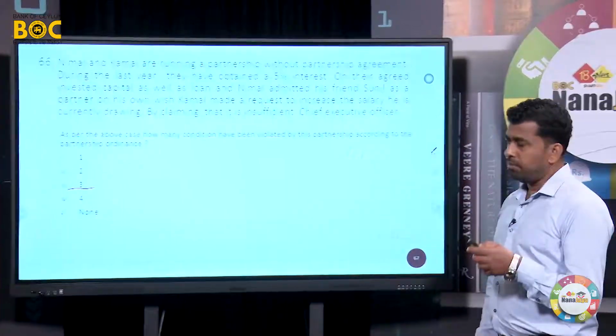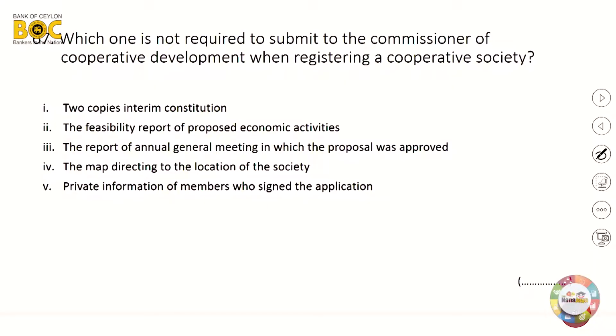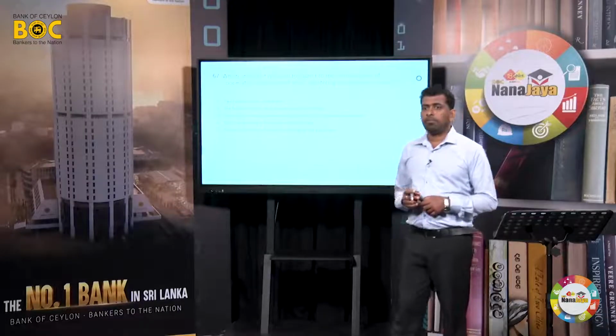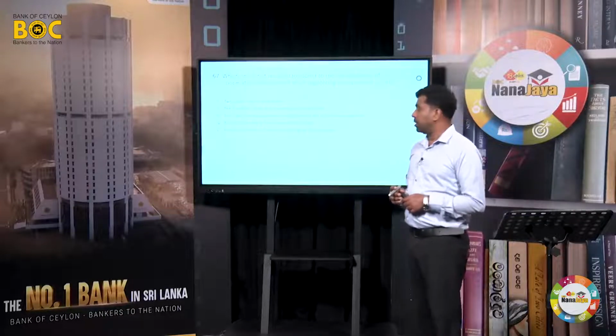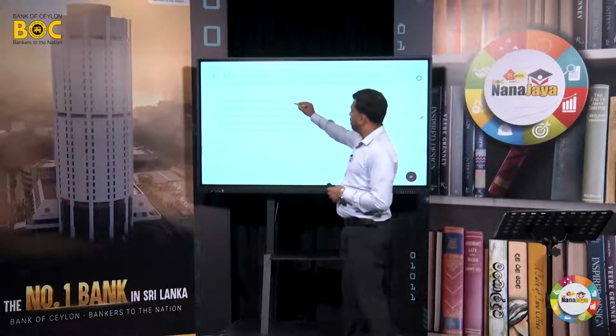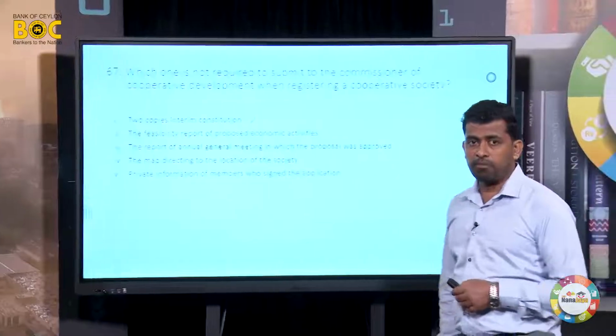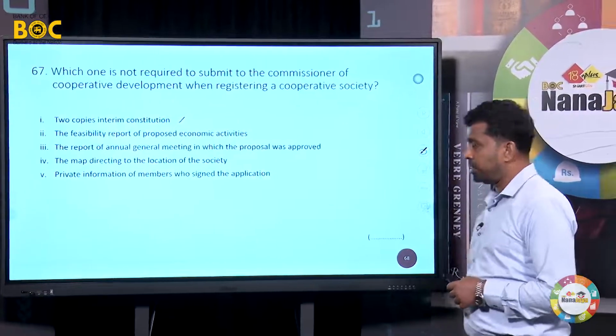Right. Question number 67. Which one is not required to submit to the Commissioner of Cooperative Development when registering a cooperative society? When registering a cooperative society, there are a couple of documents that shall be forwarded to the Commissioner of Cooperative Societies. 2 copies of the interim constitution should be forwarded at the incorporation of the cooperative society. The feasibility report of proposed economic activities is correct.